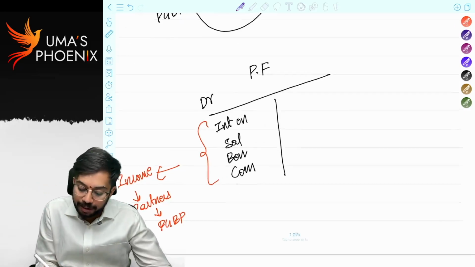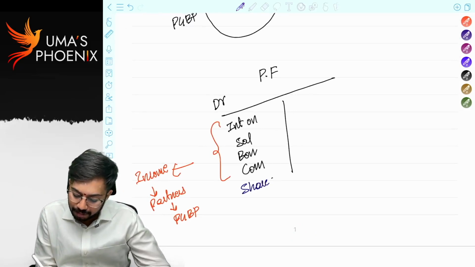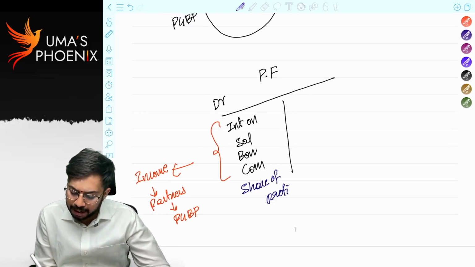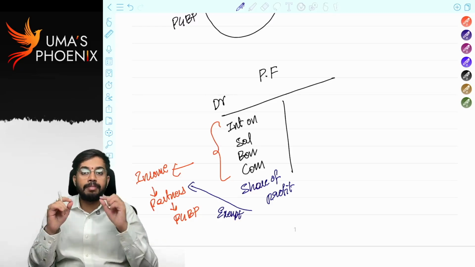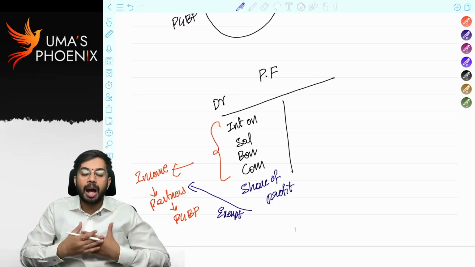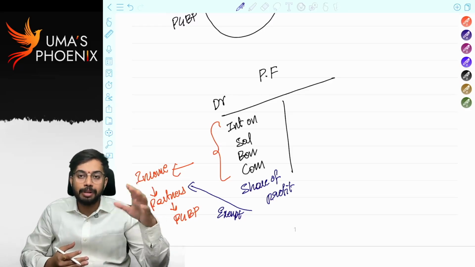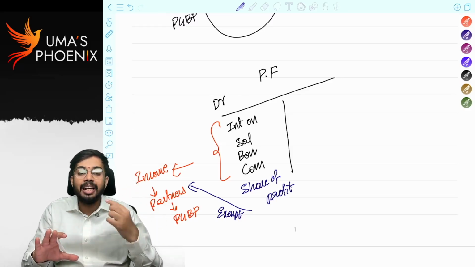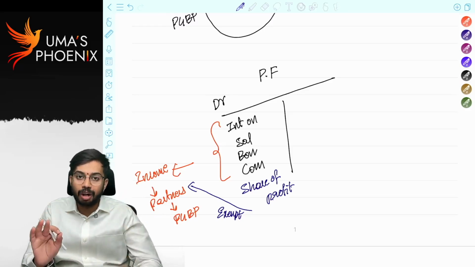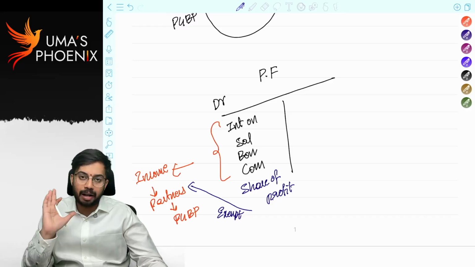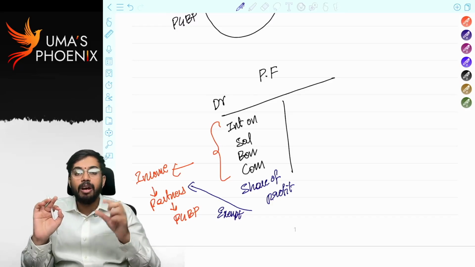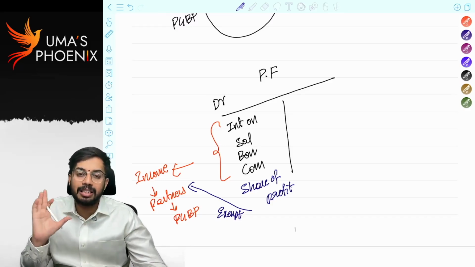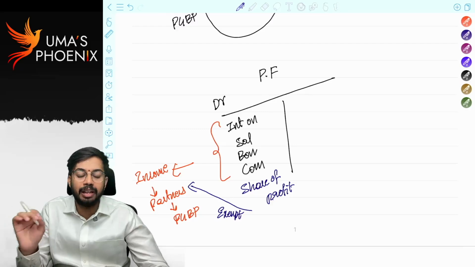Next, share of profit. Whatever share of profit is received by a partner from the partnership firm, such share of profit is not taxable, share of profit is exempt. So I am speaking now from the partner's point of view. Partner is receiving salary, interest, bonus, commission, remuneration. All these are considered as income in the hands of partners to the extent of expenditure allowed as deduction to the partnership firm. If partner receives share of profit from the partnership firm, whatever share of profit is received, that is considered as income and that income is not taxable, it is fully exempt.